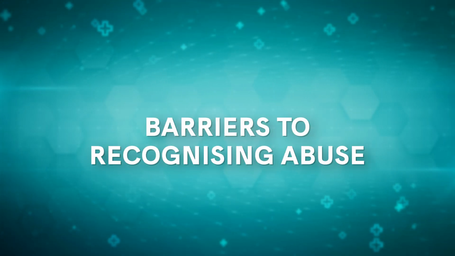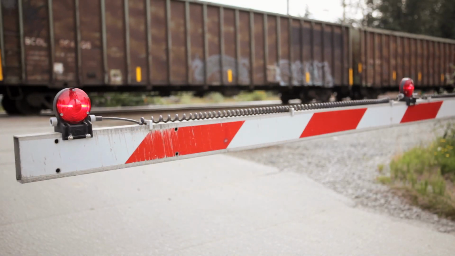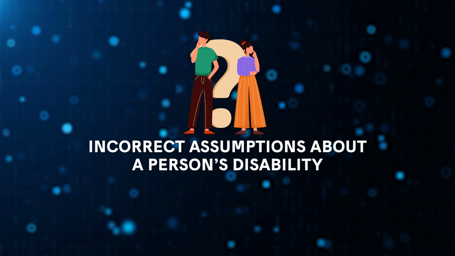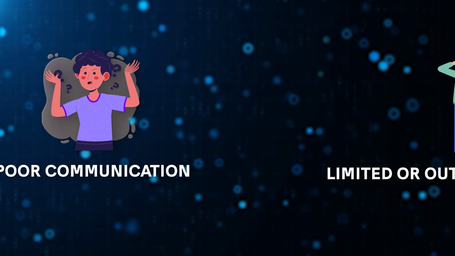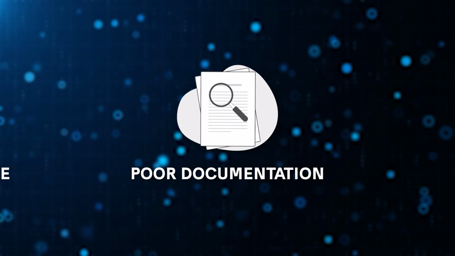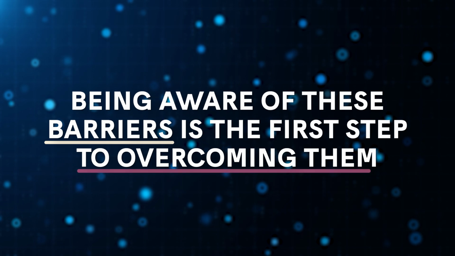Barriers to recognizing abuse. Recognizing abuse isn't always straightforward. There are real barriers that can get in the way, including a lack of awareness or understanding, incorrect assumptions about a person's disability, poor communication, limited or outdated training, gaps in medical knowledge, and poor documentation. Being aware of these barriers is the first step to overcoming them.